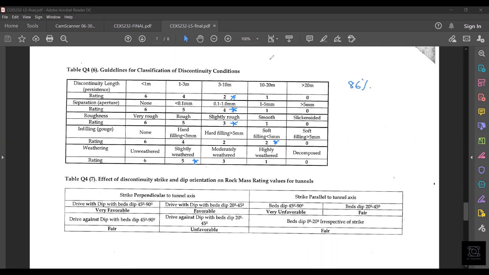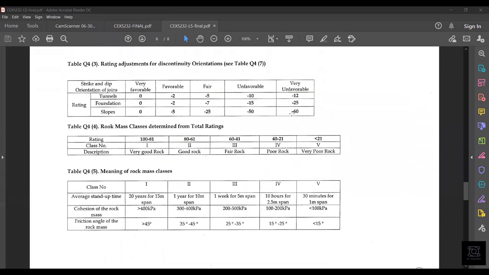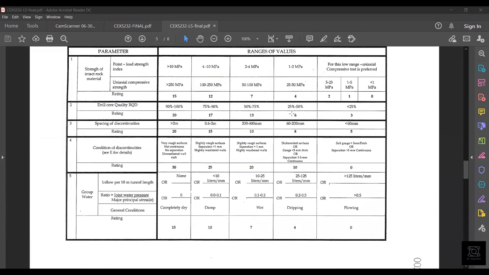So let's recheck again. Here our RQD value was 80, right? We made a mistake. This is 17, so a total of 3 will be reduced, so our value is 83. Please correct yourself. So that is 83.